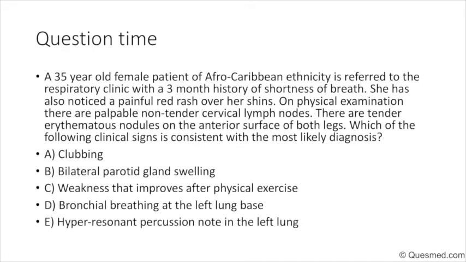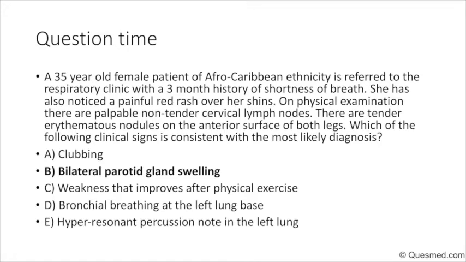So this is the first question, so please pause the screen to have a read. And the answer here is a bilateral parotid gland swelling. So sarcoidosis is an infiltrative disease that can affect the parotid glands, but it can also affect the lymph nodes and has an ability to go into almost any organ.